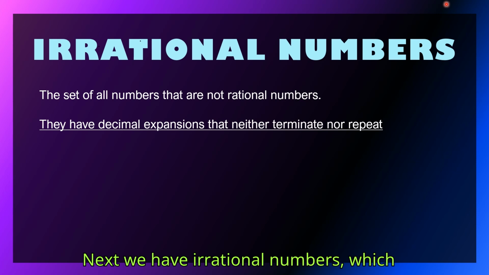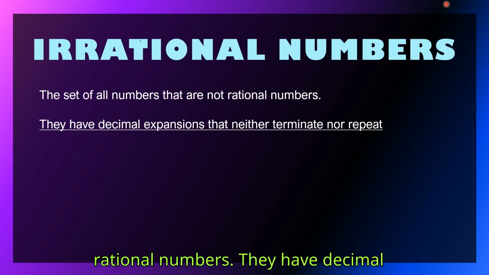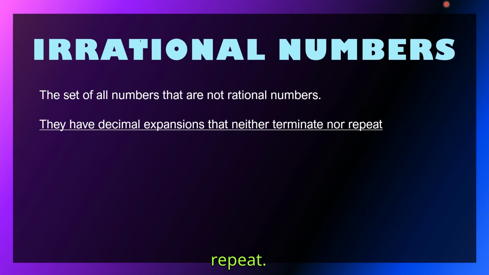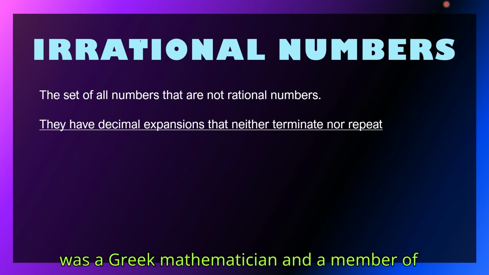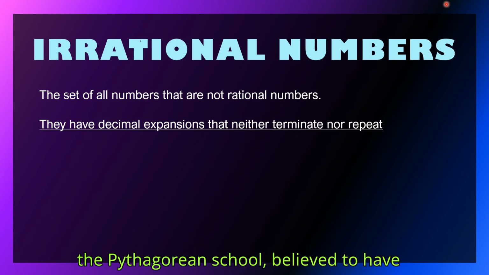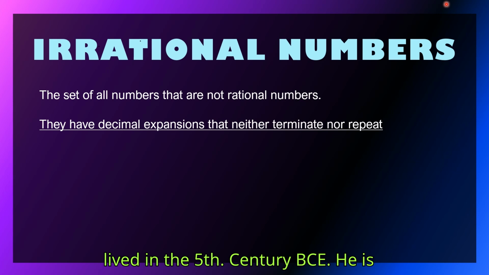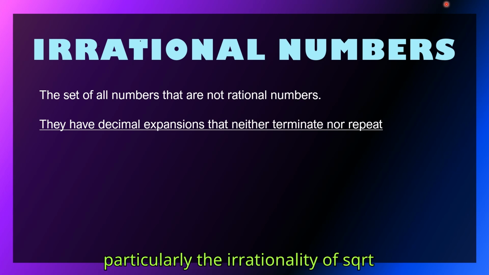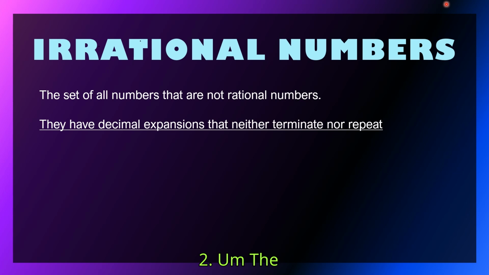Next, we have irrational numbers, which are the set of all numbers that are not rational numbers. They have decimal expansions that neither terminate nor repeat. Hippasus, I believe, of Metapontum was a Greek mathematician and a member of the Pythagorean school, believed to have lived in the 5th century BCE. He is most famously associated with the discovery of irrational numbers, particularly the irrationality of the square root of 2.